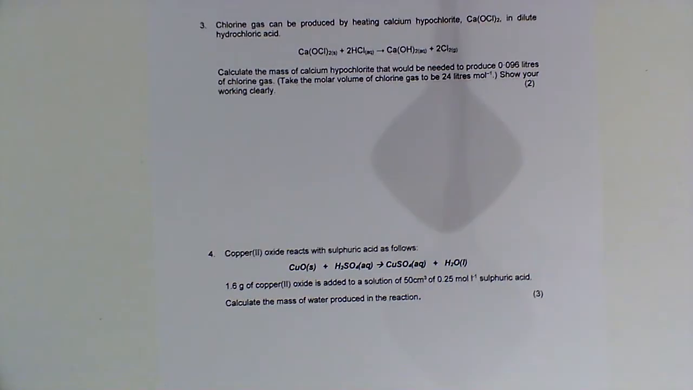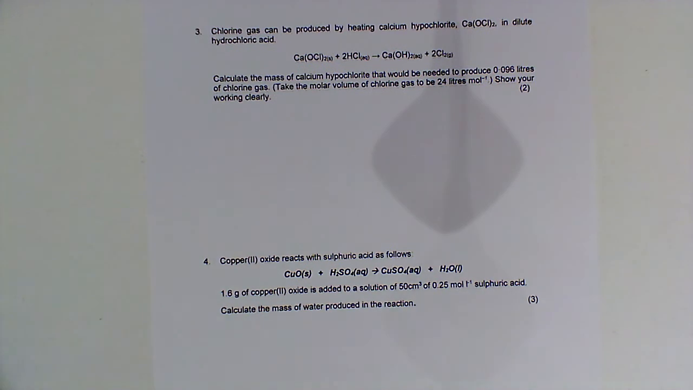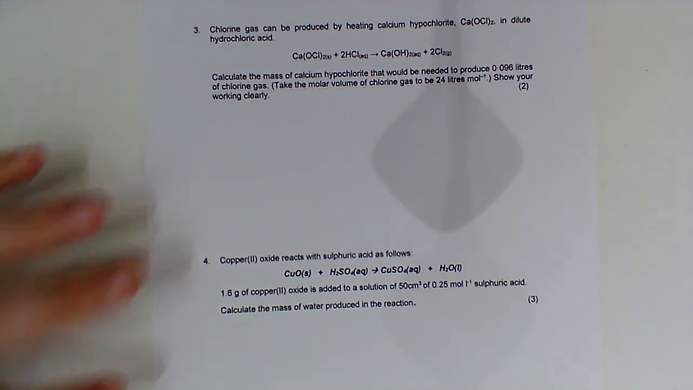Next, we've got the two other questions. So question 1: chlorine gas can be produced by heating calcium hypochlorite, that's a formula, in dilute hydrochloric acid. I've got an equation, and calculate the mass of calcium hypochlorite that would be needed to produce 0.096 litres of chlorine gas. Okay, so I've got information about the product and I'm being asked about a reactant. This is a simple mole calculation.